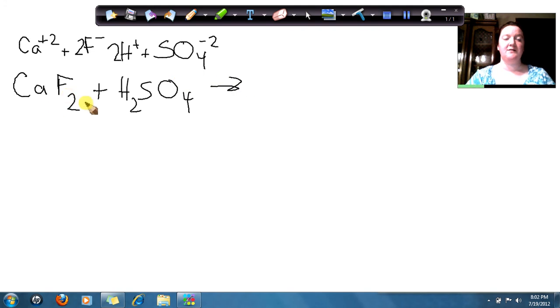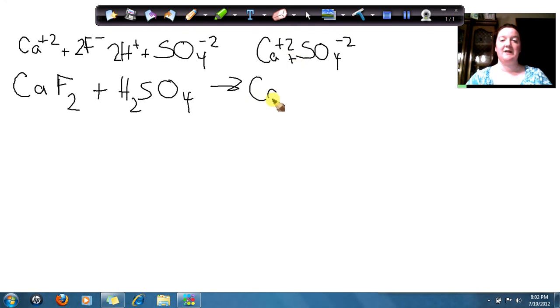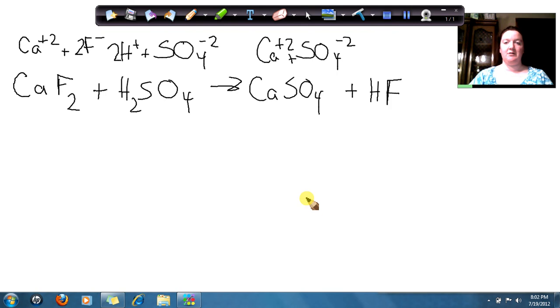So we have our calcium fluoride and we have our sulfuric acid. And they are going to make calcium sulfate. Well, here we know calcium has a +2 charge. We know that sulfate has an SO4 -2 charge. So when we put those two things together, we're going to get CaSO4. And it's going to have hydrogen fluoride. We know hydrogen has a +1 charge, and fluoride has a -1 charge, so HF is our formula.